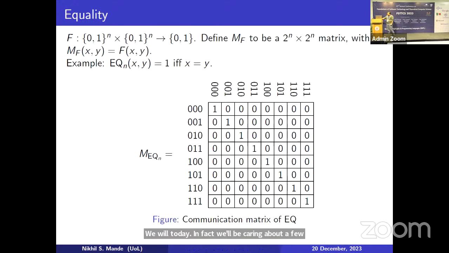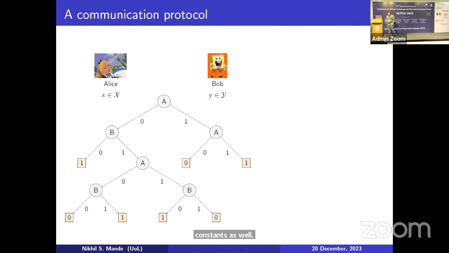So here's the communication matrix of equality. Now, generally, a communication protocol looks like this. If you attended Swagato's talk by any chance yesterday, this will look extremely similar to what he called a decision tree. It is a similar object here. So a protocol, this is a protocol tree.